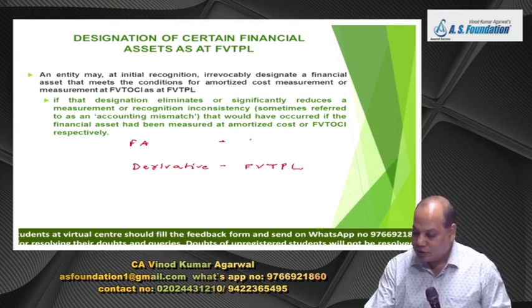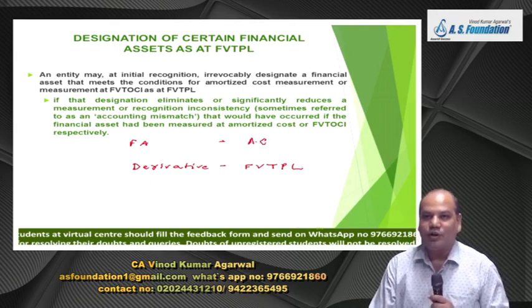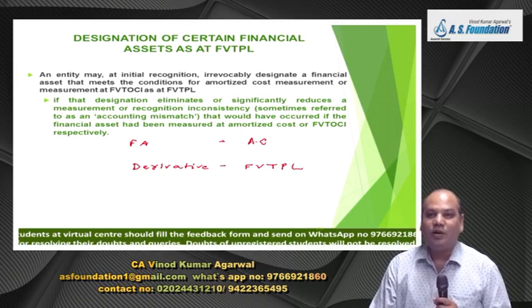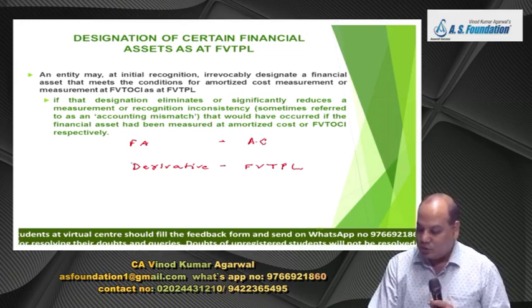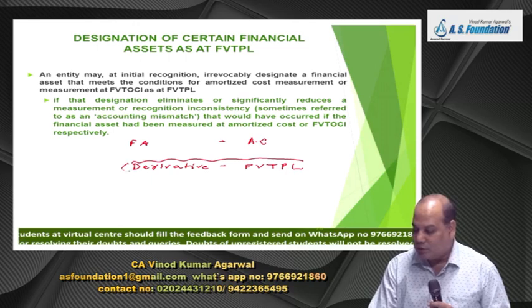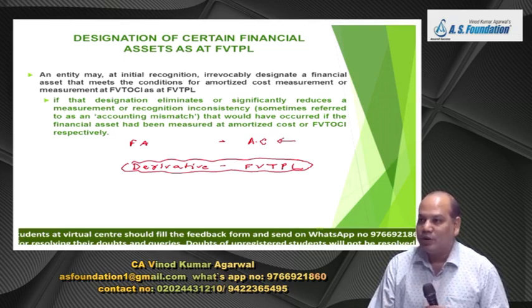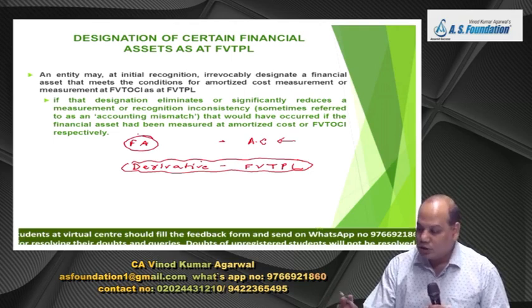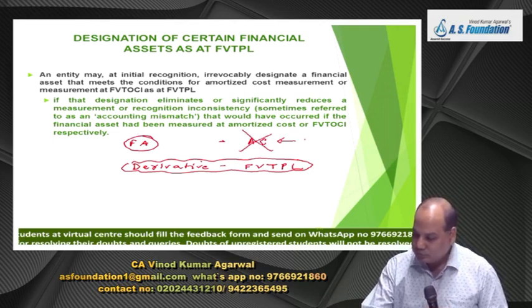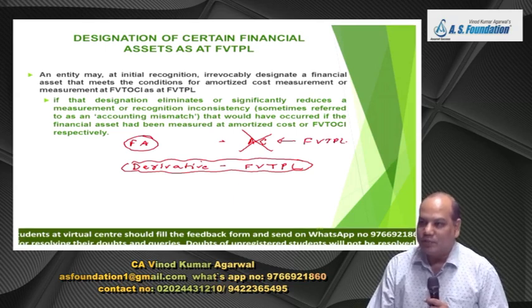But if I measure the financial asset at amortized cost, there will be an accounting mismatch, because the gain or loss in derivative will be transferred to P&L account, but the change in fair value of this financial asset will not be transferred to P&L account. But the objective of this derivative is to protect the value of this asset only. What the company can do, it can change the classification of this to FVTPL.